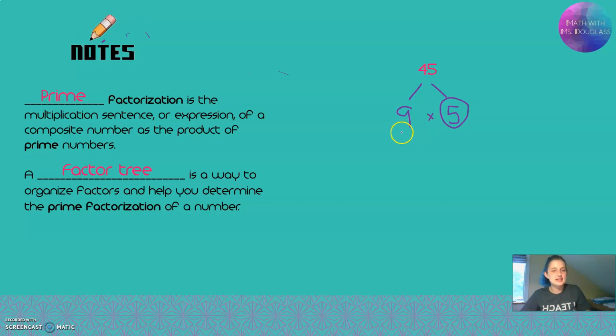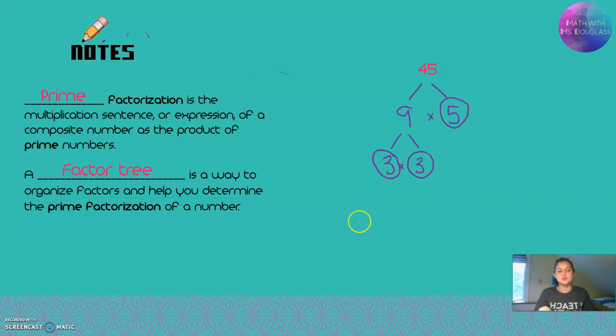But this 9, I can keep breaking down. 9, okay, my factors of 9 are 1 times 9, that doesn't help me, and 3 times 3. Is 3 a prime number? Yes, so I'm going to circle it. Is the other 3 a prime number? Yes, so I'm going to circle it. When all my branches of my factor tree are circled and I can't keep going, then I'm done. I have my prime factorization.